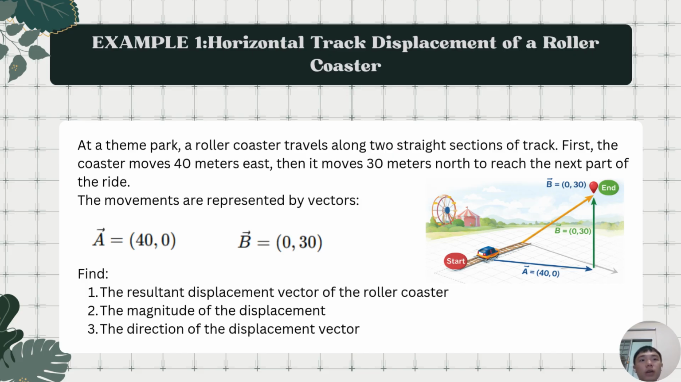First, we need to find the resultant displacement vector. Second, we need to find the magnitude of the displacement, which tells us the straight line distance from the starting point to the ending point. And third, we need to determine the direction of the displacement, which tells us the final direction in which the roller coaster has moved overall. This problem demonstrates how vector addition can be used to combine separate movements into one complete result.